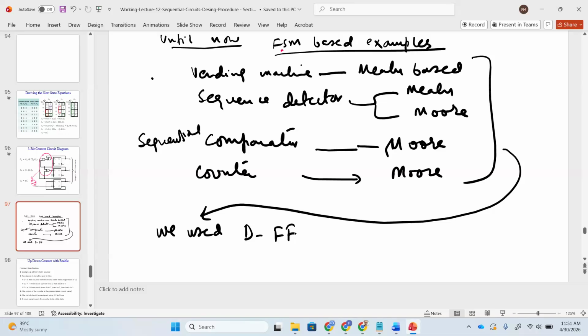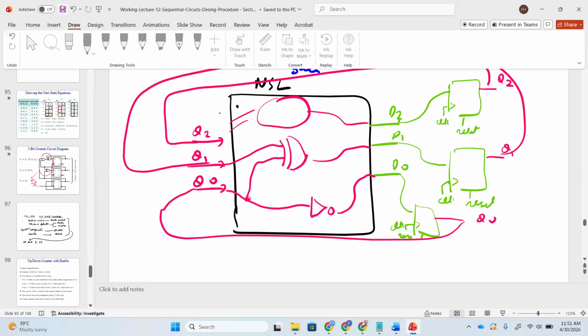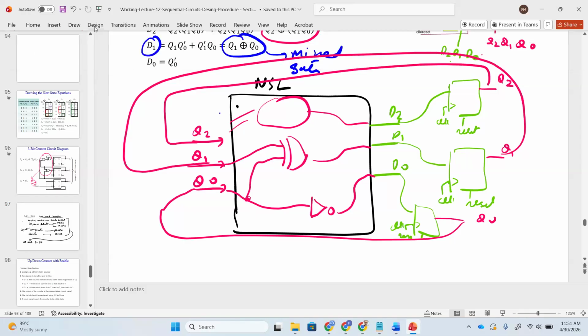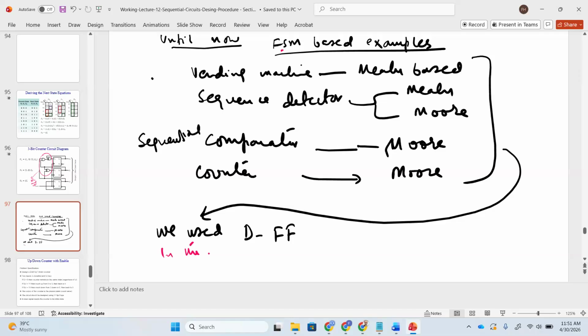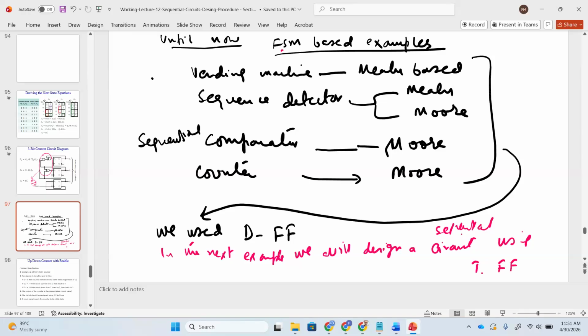So now what we are going to design in the next example is a sequential circuit using T flip-flop. Clear? Any question? How? Let's see.